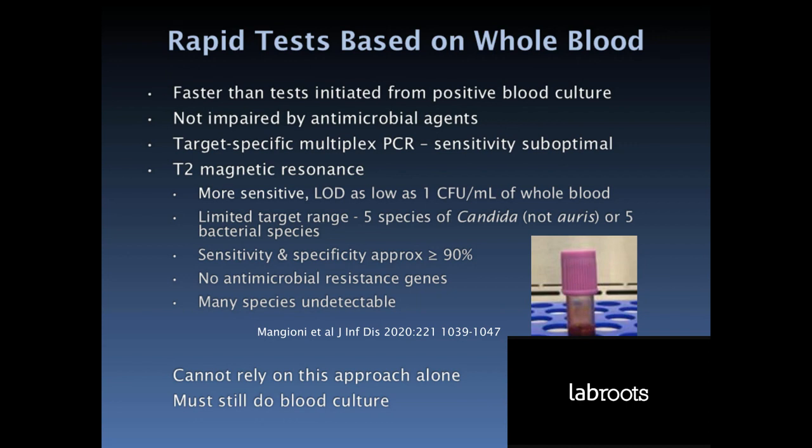This technology offers great potential, but currently there is the disadvantage of limited target ranges. T2 can test for only 5 species of Candida, not including the very important, spreading, treatment-resistant Candida auris. Similarly, it can only test for 5 bacterial species, and this approach does not include antimicrobial resistance targets.